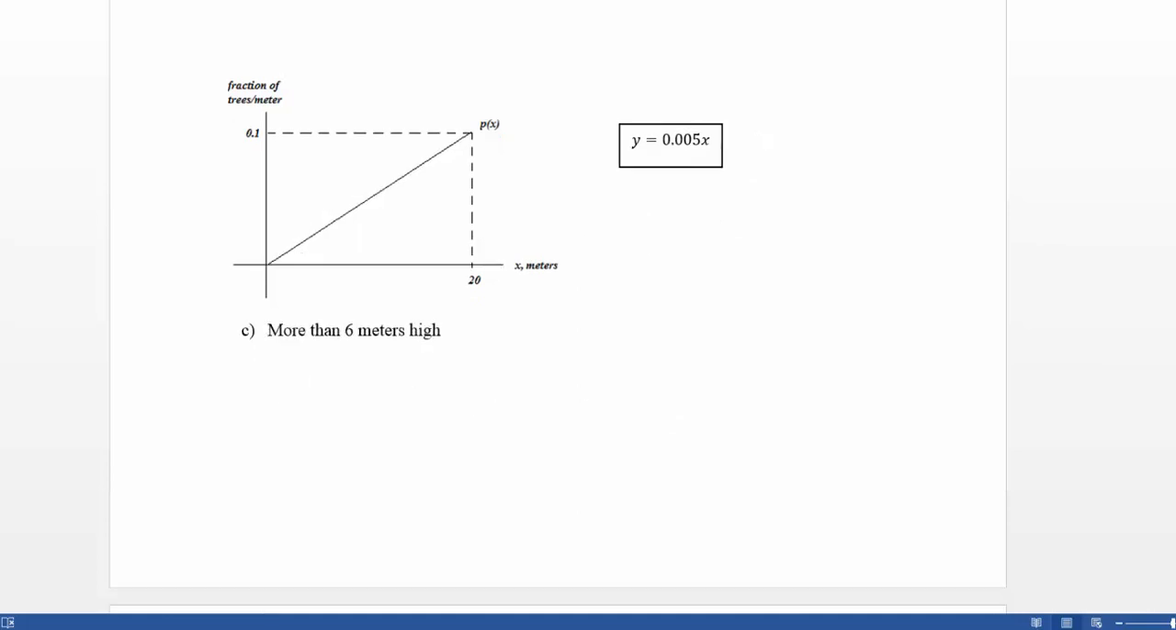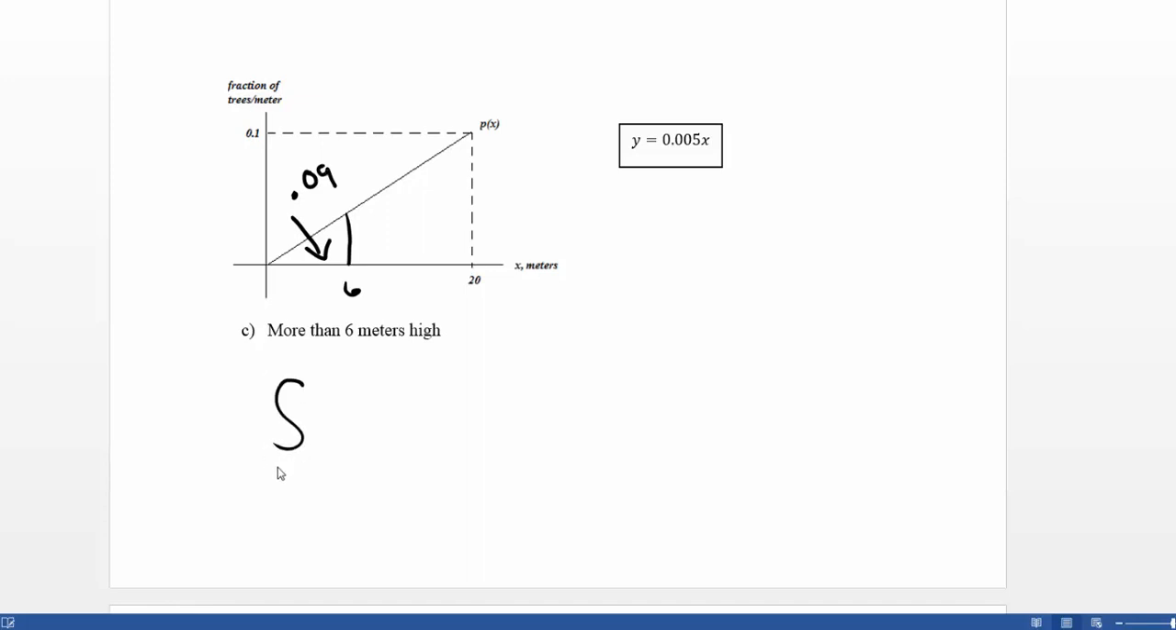Part C asks you to find the percentage of trees that are more than 6 meters high. Well, we just looked at what percentage of trees were less than 6 meters, and we said that that's 9%, 0.09. Now, first let's talk about how we would set up our integral, and then we'll talk about another interesting way we can approach this problem.